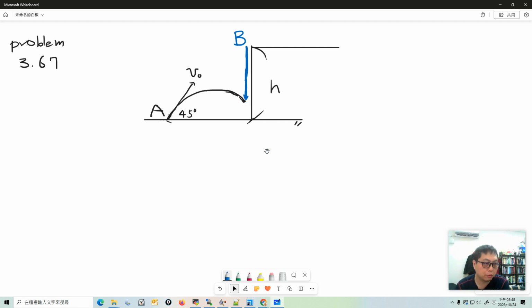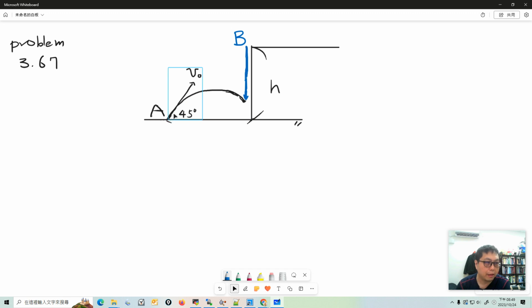suppose you want to throw an object. You are A, and you throw an object. At the same time, you have your friend at the B position, and B is h meters above the ground. B is here, and you throw the ball at 45 degrees with respect to the horizontal direction with v naught.